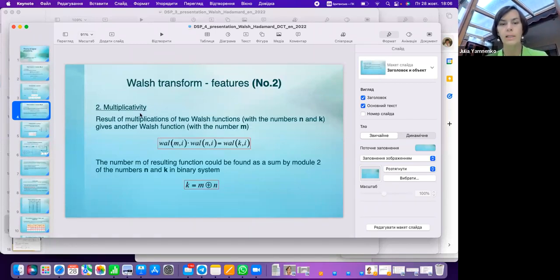The second feature is multiplicativity. In simple words, this feature means that if we take two different functions and multiply them by each other, the result will be a third function. But anyway, it will be one of the functions that already exist in our set. It will not be some other, different function. It will be something from the set that we already have.